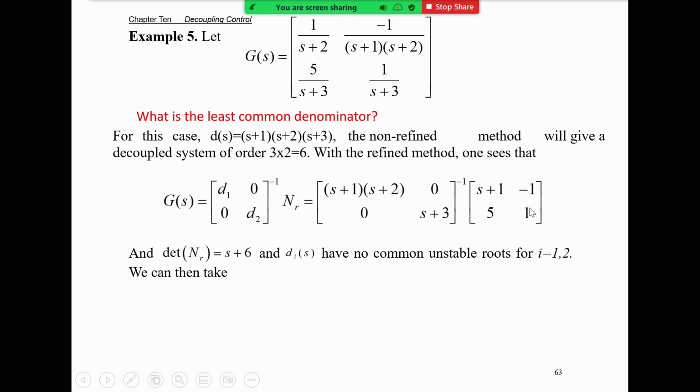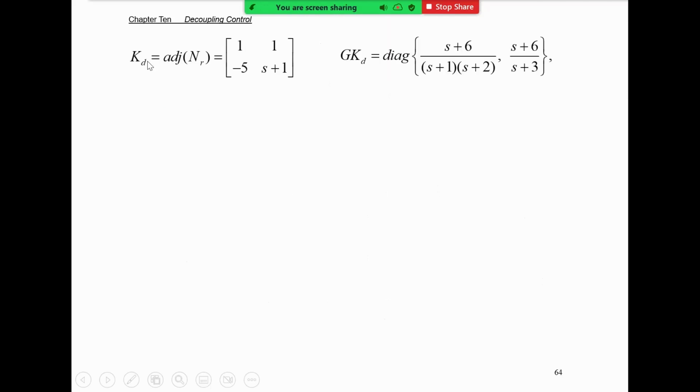Therefore, how are we going to get the KD? KD is the adjugate matrix of this matrix. So you take out this row, we get 1, right? This one you get s plus 1, and 1, minus 5. That's how. Okay. Any questions? This is the adjugate matrix of this matrix. So this is your decoupler.